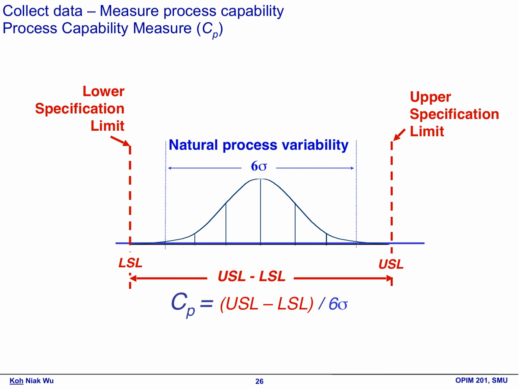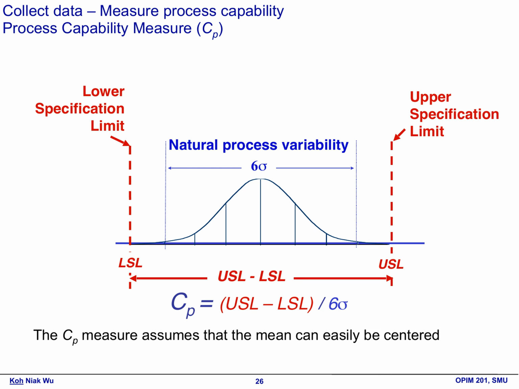CP is given to us as the difference between USL and LSL divided by 6 sigma, the natural variability of the process. The CP measure assumes that the process mean can be easily centered within the specification limits. This means the average outcome of the process should ideally sit in the middle of the acceptable range.